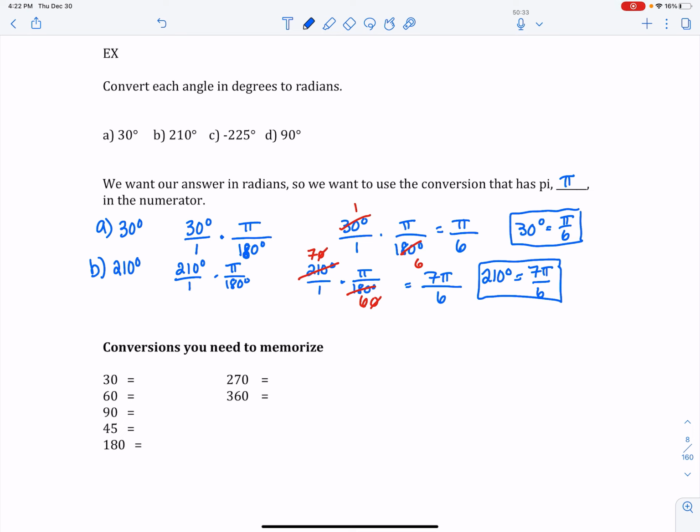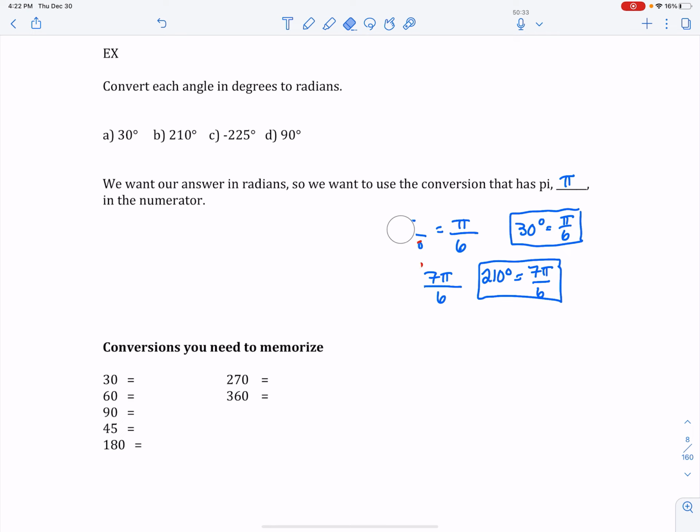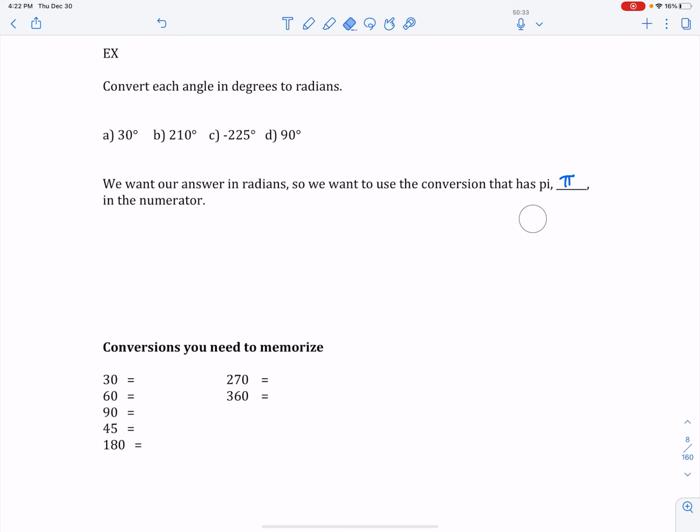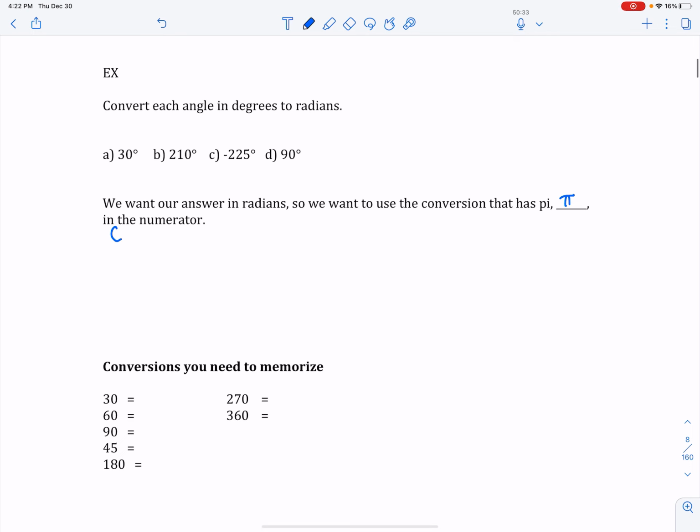Okay, I'm going to be erasing this, so if you need time to write this down, pause the video and do that, and then start it up again. So I'm going to do C and D because C asks me to do negative 225 degrees. So once again, I'm in degrees, I want to be in radians, so I do pi over 180 degrees.